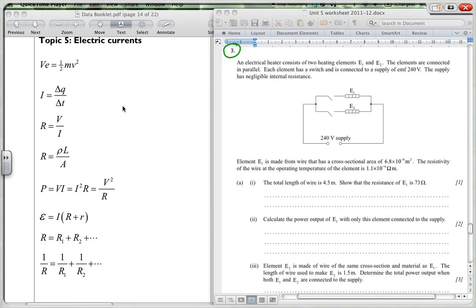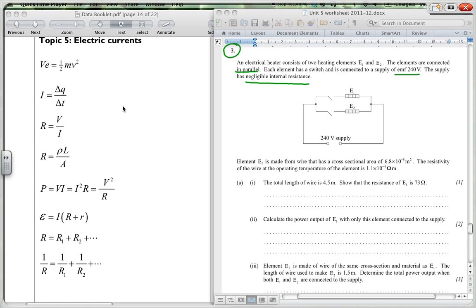Here we have question 3. An electrical heater consists of two heating elements, E1 and E2. The elements are connected in parallel. Each element has a switch and is connected to a supply of EMF 240 volts. The supply has negligible internal resistance.